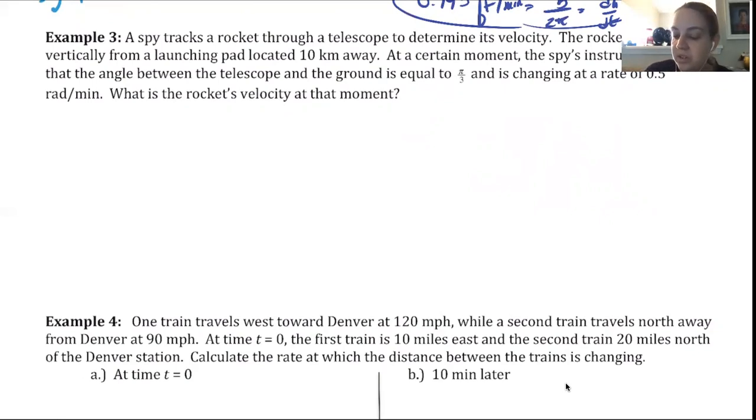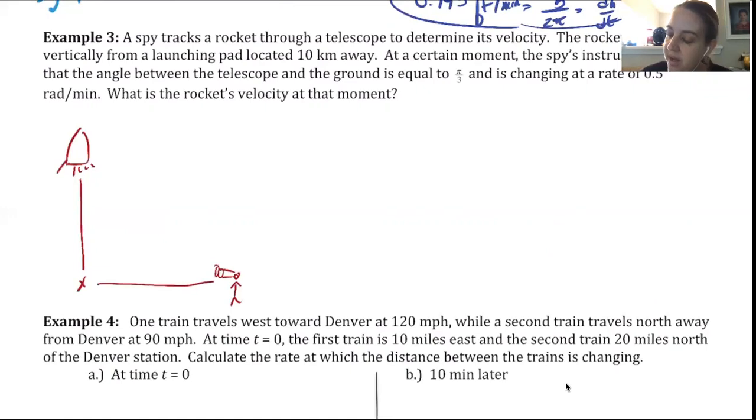So with all these pictures, all these problems, draw yourself a picture. So here's my rocket. It is blasting off from this point. I have my spy, we'll give him some binoculars, is tracking my rocket. This rocket is traveling vertically from a launch pad 10 kilometers away. So that distance is not changing. So I'm going to put that in the picture.